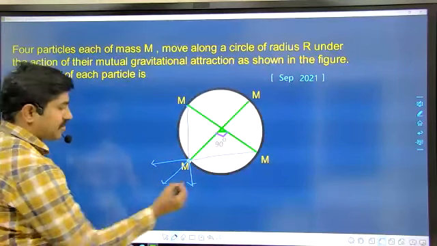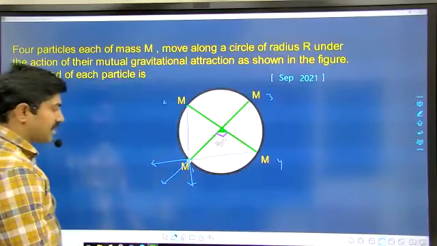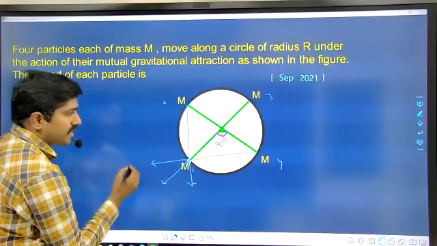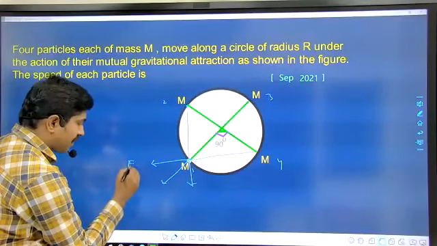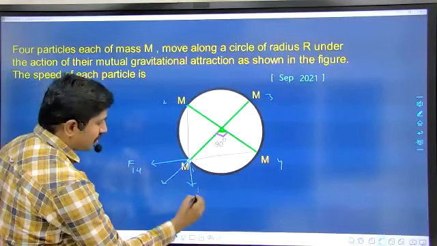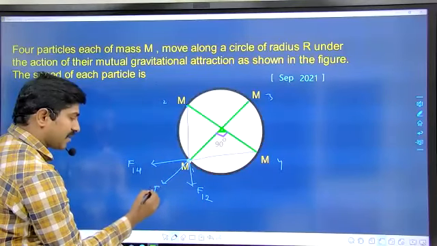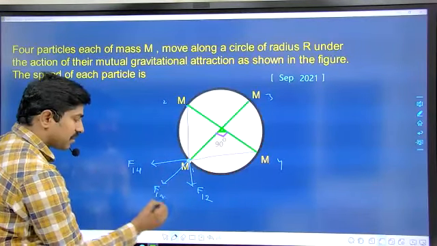And this mass will apply some force like this, and this particular third mass will apply some force like this. First, let me consider the masses 1, 2, 3, and 4. Of course, all the masses are same only. Here you can consider the force acting on the first mass due to the fourth one. This is the force acting on the first mass due to the second one. This is the force acting on the first mass due to the third one.